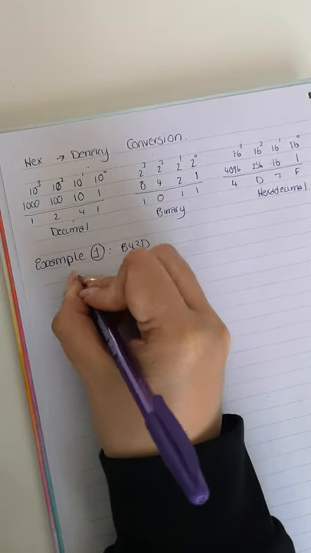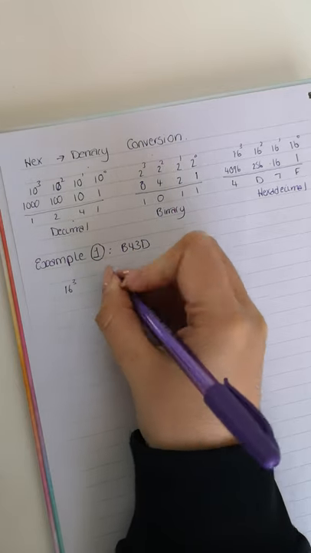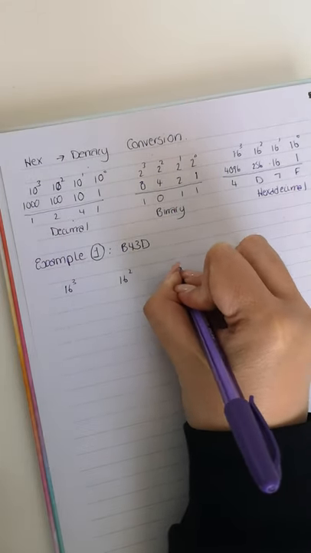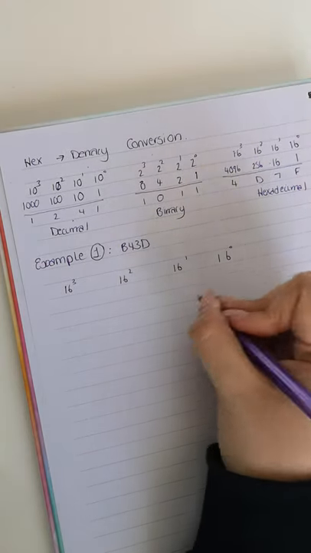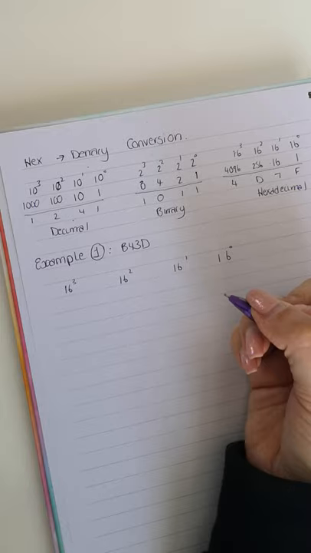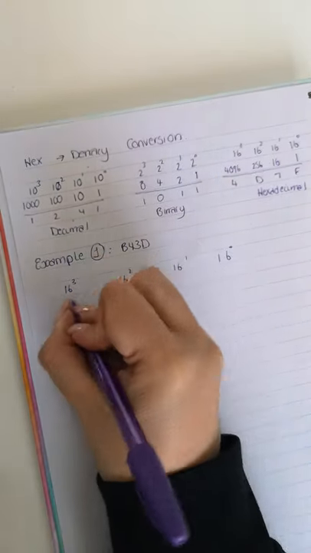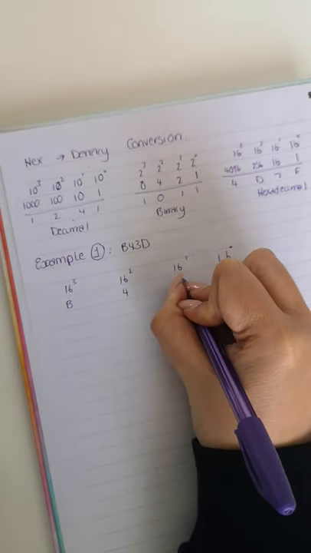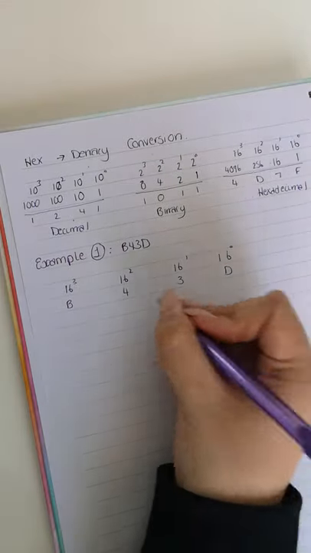So the first thing I do is I write them out, same as you would do for a binary conversion. So 16 to the power of 3, 16 to the power of 2, 16 to the power of 1, and 16 to the power of 0, okay? And I've spaced them out deliberately because the numbers start to get a little bit big, okay? I then put my hexadecimal number underneath my column heading. So we've got B, 4, 3, and D, okay? And that's what we're trying to work out.